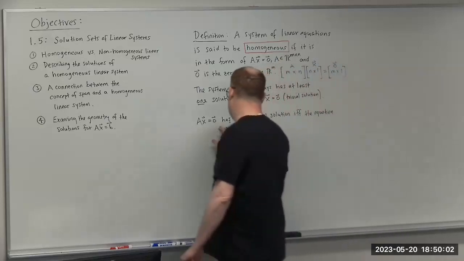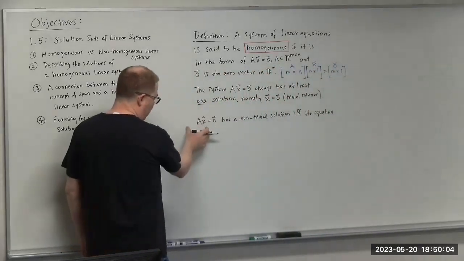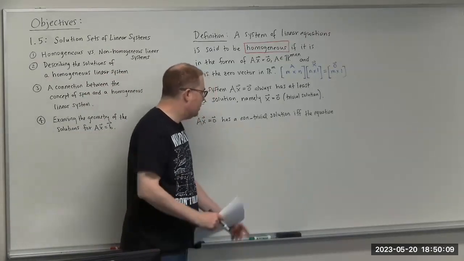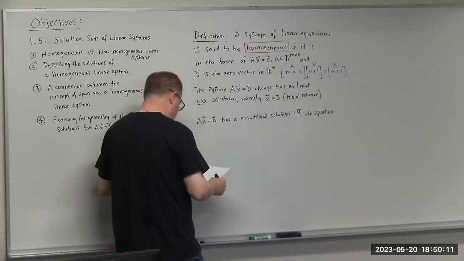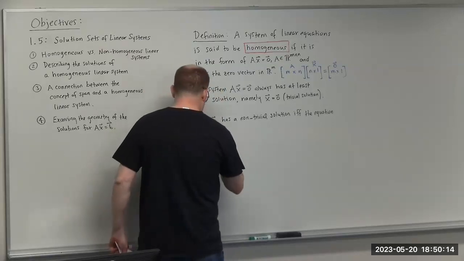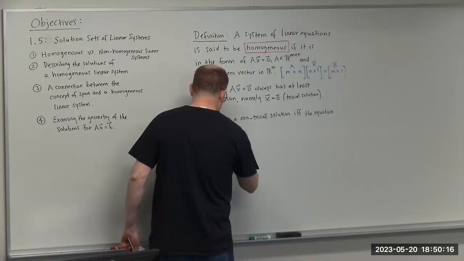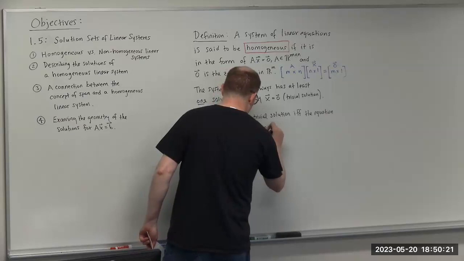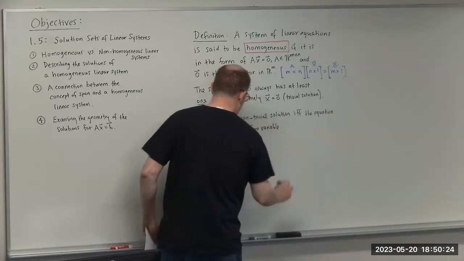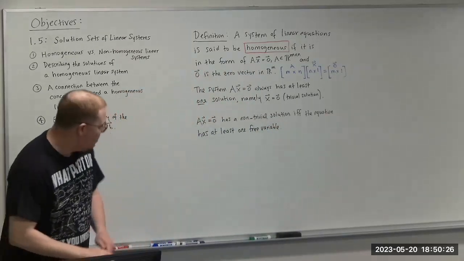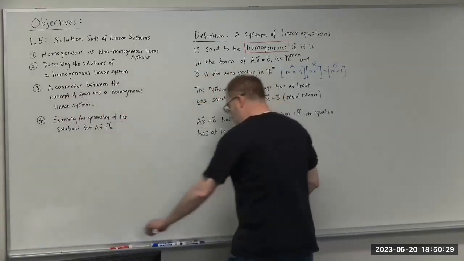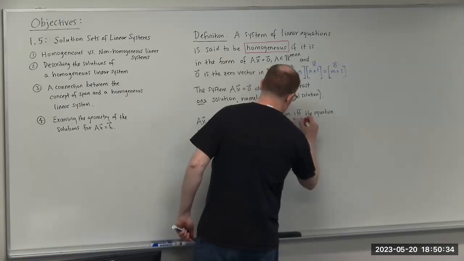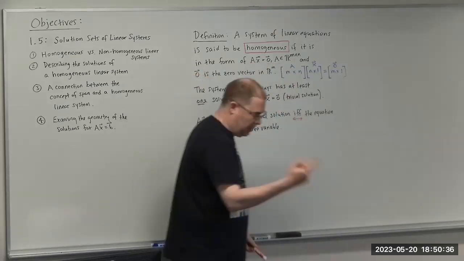Okay, so Ax equals 0, this homogeneous system has a non-trivial solution if and only if, that's what that means, if and only if the equation has at least one free variable. All right, very important here. This means that you can go in either direction.